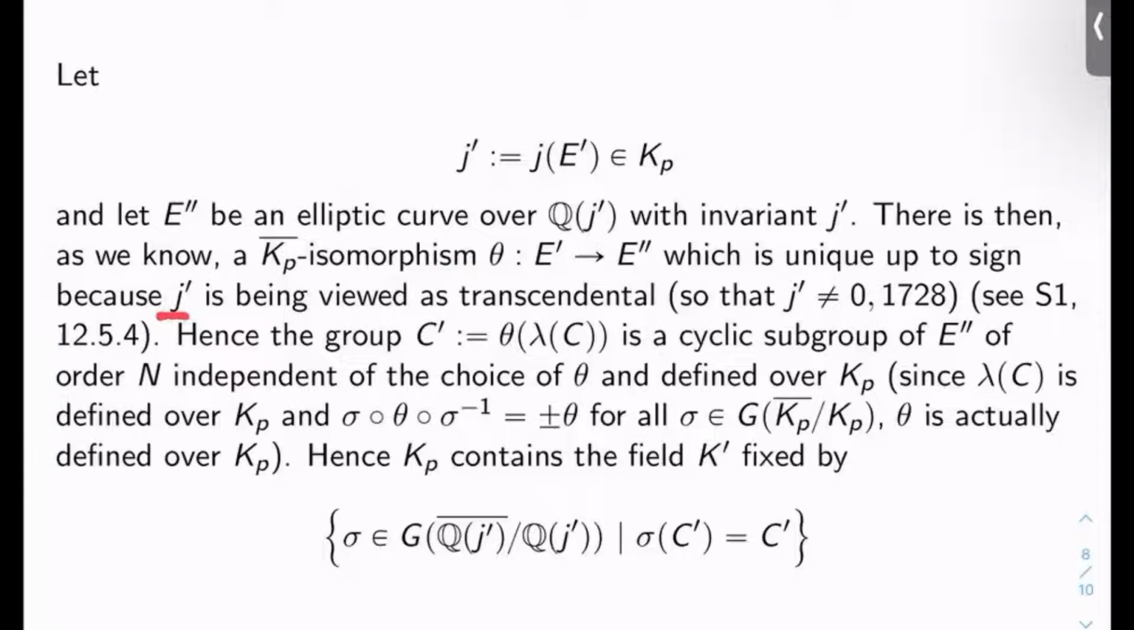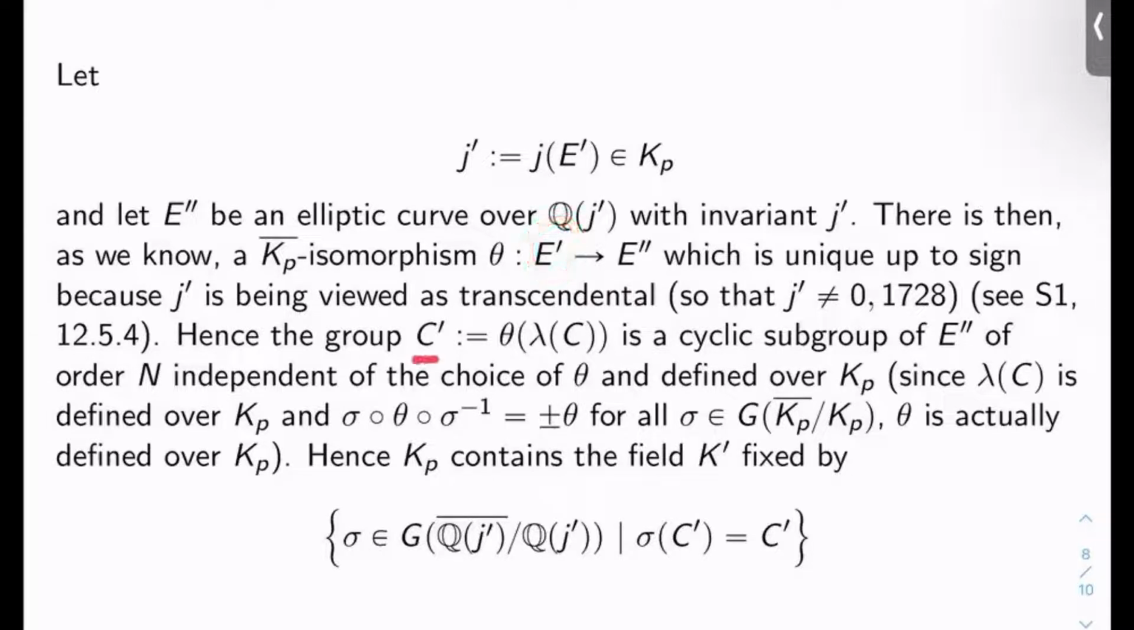This is basically because J prime is being viewed as a transcendental, so it's not 0 or 1728. Okay, so if you want more details, you can see Silverman 1, chapter 12. Now, I've got lambda of C here. This is a cyclic subgroup of order N.